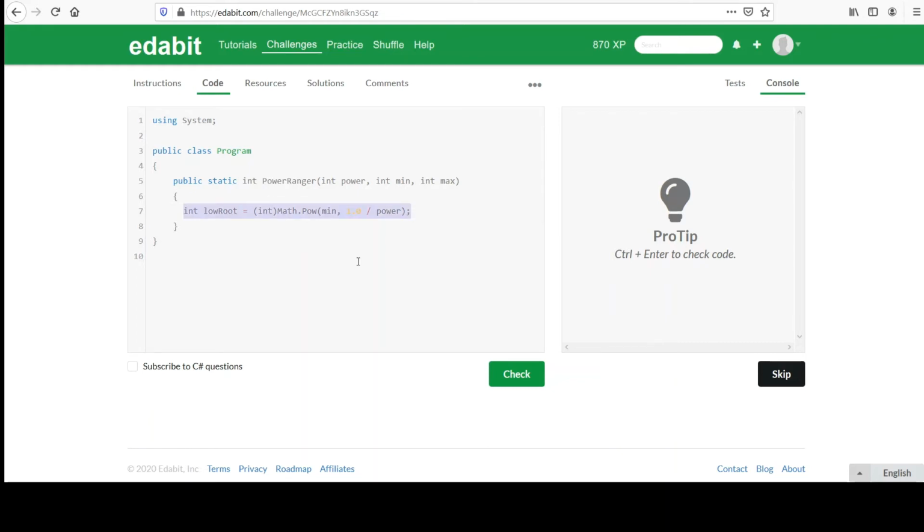And then let's grab our upper bound by doing essentially the same thing on the high side. High root. So we want to do that with max, and same thing, 1 over the power. And then to visualize this, let's just write it out. Low root.